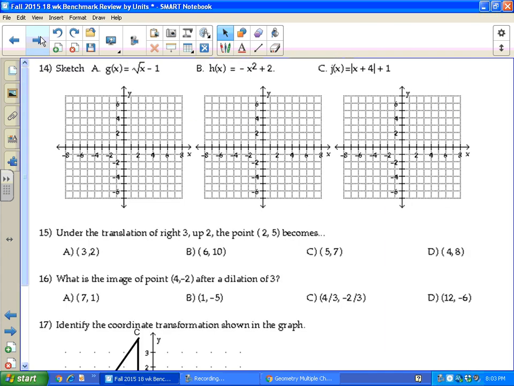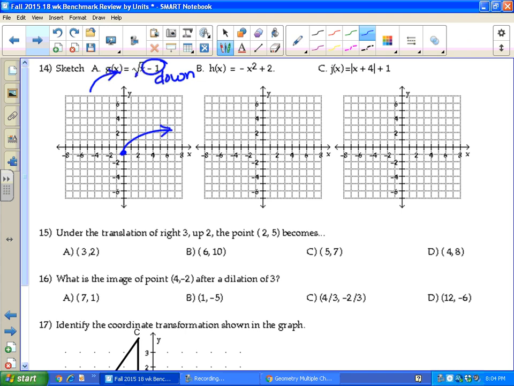All right, let's see if we can draw these this time. Minus 1 on the outside means that it goes down 1, but it has the classic half of a sideways parabola. So I'm going to go down 1 unit, half of a sideways parabola, and sketch it.